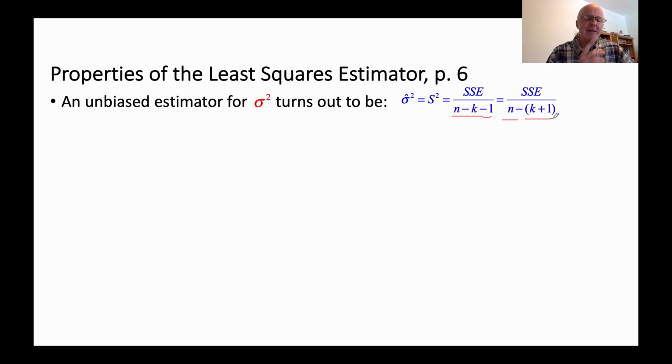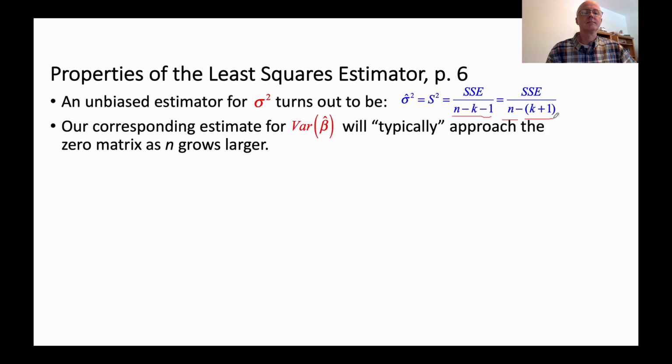We're trusting it. Maybe if we have time, we'll do a simulation that verifies that something like this is unbiased. Through simulation, that's not a proof. This is what happens in multiple regression. Our corresponding estimate for this variance covariance matrix, denoted by variance of b hat, will typically approach the zero matrix as n grows larger.